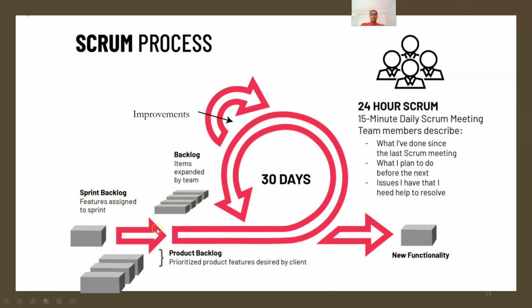Coming to the next point, that is the Scrum process. As we already discussed in the previous slide, we will be having a complete product backlog, and in the sprint backlog, we will be having the features which are assigned to a sprint. Backlog items are expanded by the team, and suppose this particular sprint consists of 30 days, the new task or feature will be taken and it would be developed, and if any improvements are there, those would be done, and finally the new functionality is released at the end of the Scrum.